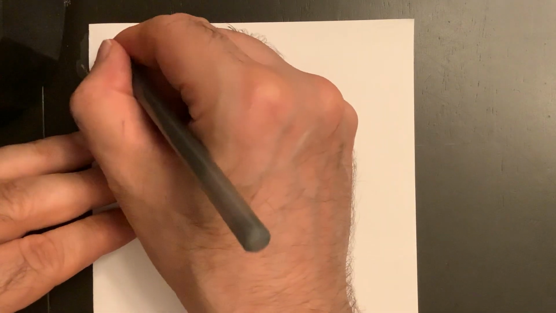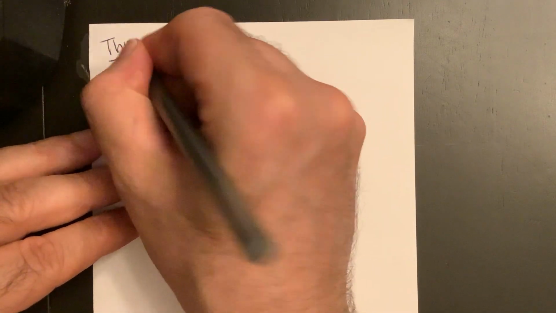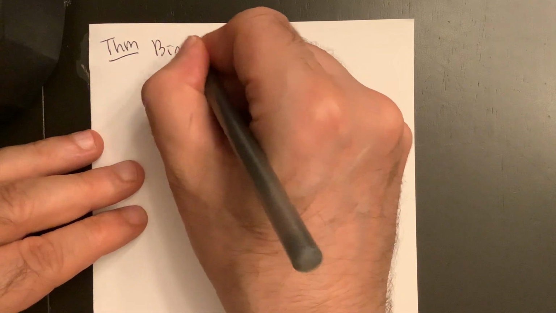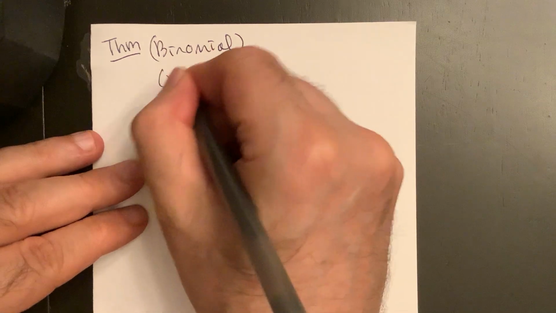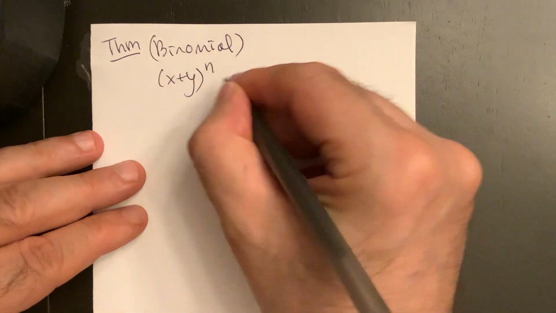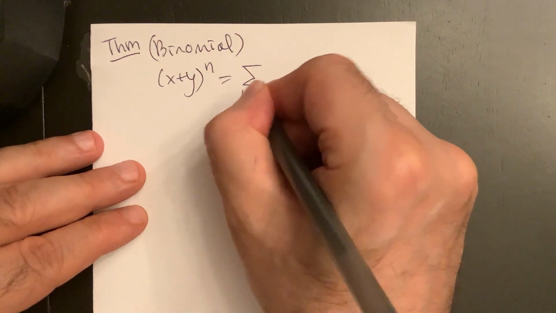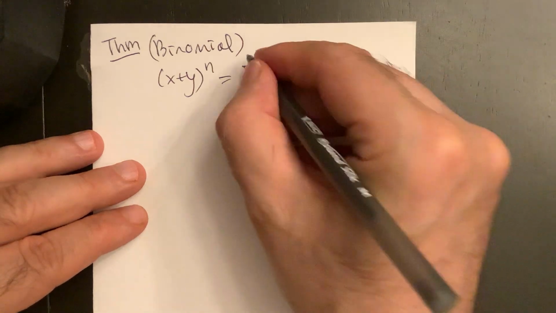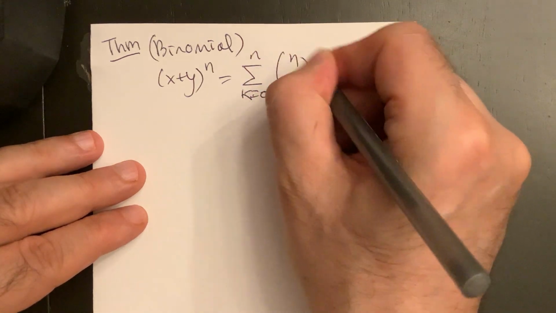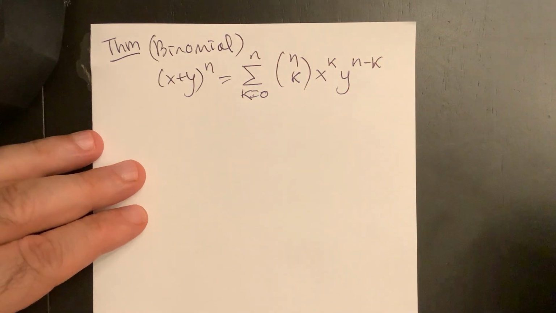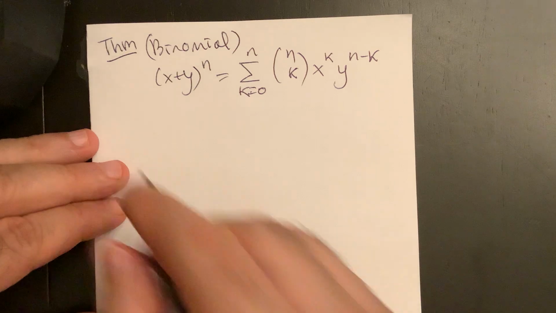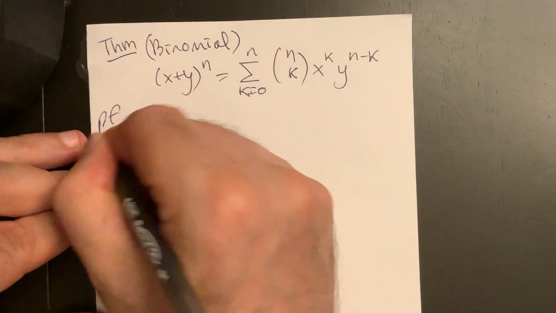Okay, you ready? I just tried it and made a mistake, got stuck, so I stopped. But let's try to prove the binomial theorem, which says (x plus y)^n equals the summation from k equals 0 to n, right? Okay, we'll do it by induction.